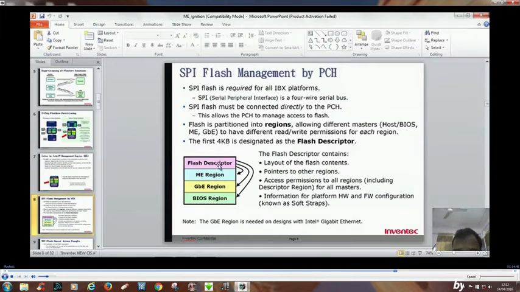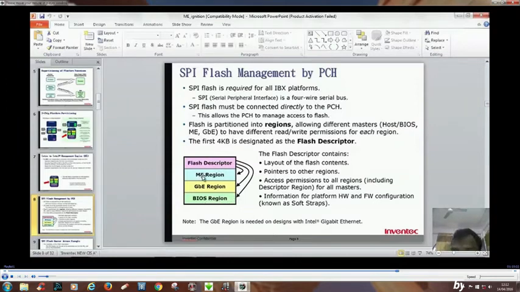The first region is the first 4 KB. You can see the first 4 KB is designated as the flash descriptor. This region will basically contain the layout of the BIOS chip, and it will have pointers to the other BIOS regions.